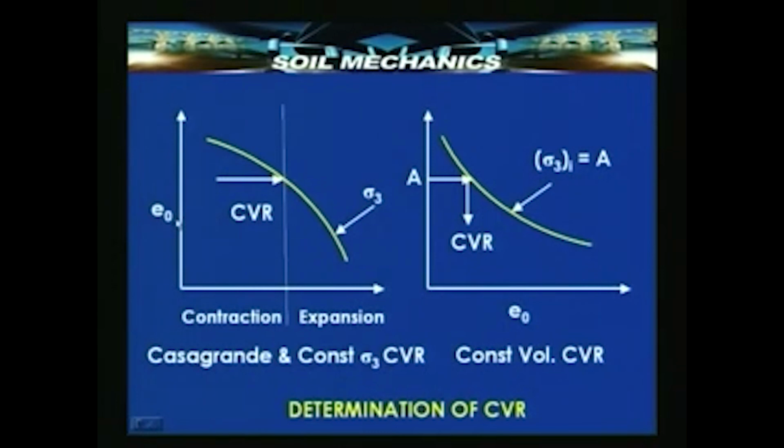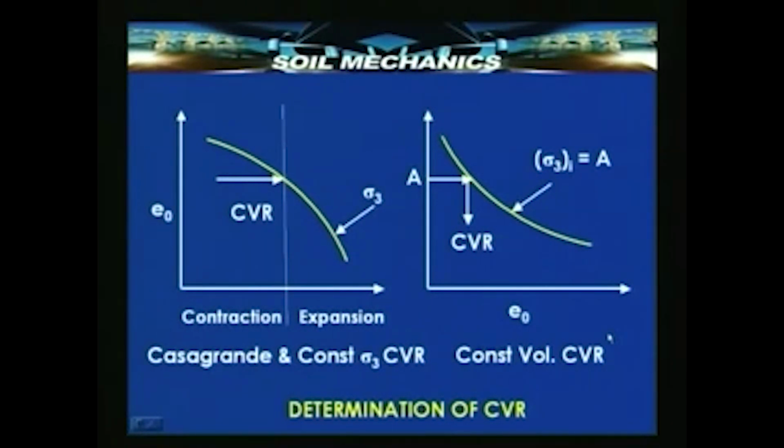This curve is the e0 versus volume change curve, and this vertical line is the no volume change line, and therefore this point of intersection is nothing but the critical void ratio. This critical void ratio is the void ratio as per Casagrande or constant sigma 3 test, because the Casagrande test is also a constant sigma 3 test.